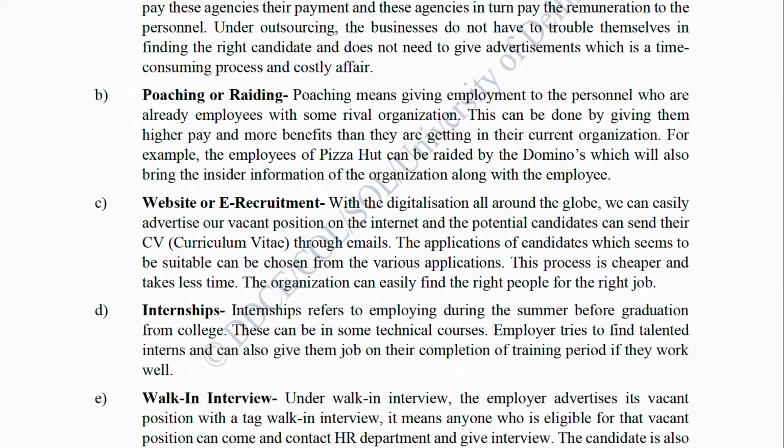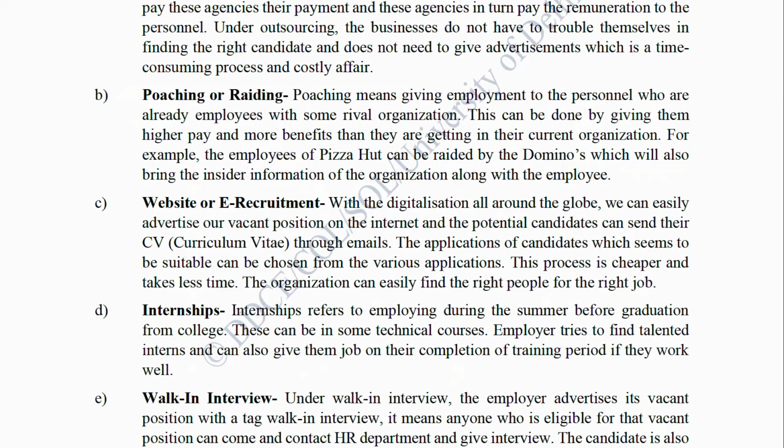Third, website or e-recruitment. With digitalization all around the globe, we can easily advertise our vacant position on the internet, and the potential candidates can send their CV through emails. The applications of candidates which seem to be suitable can be chosen from the various applications. This process is cheaper and takes less time. The organization can easily find the right people for the right job.